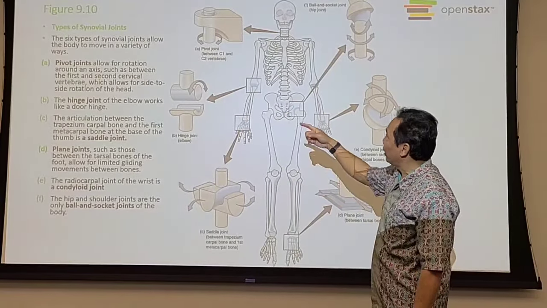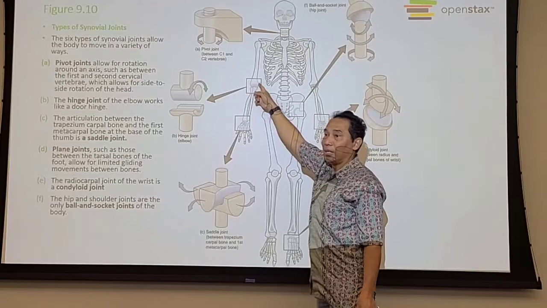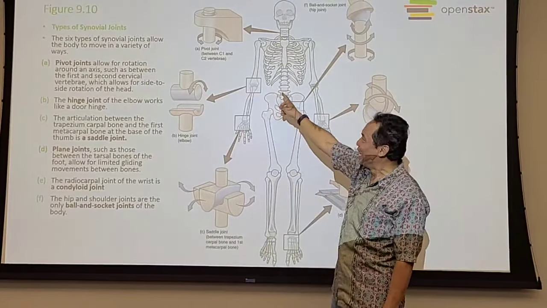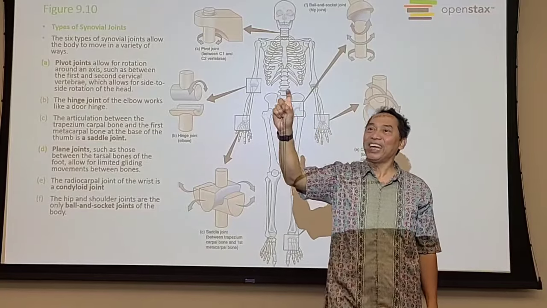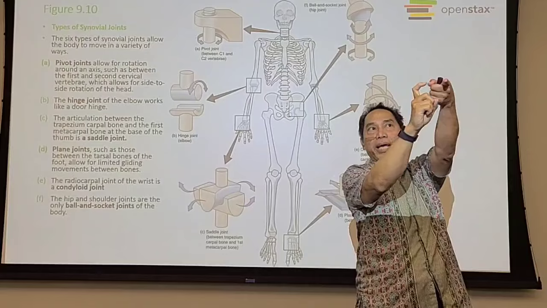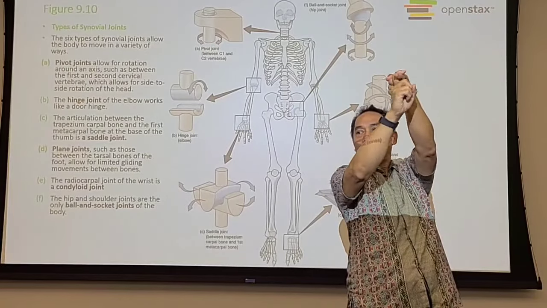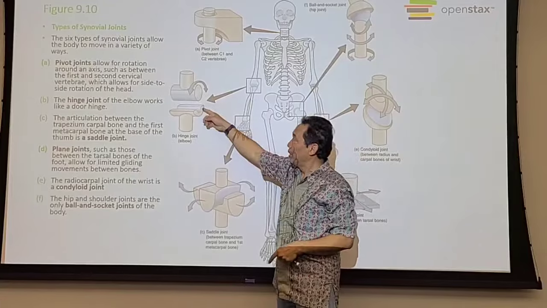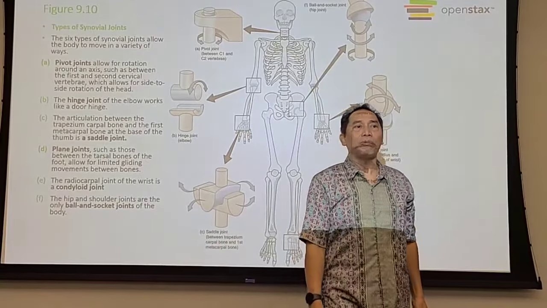Hinge. The second one is hinge. An example is here on our knee. What is that? Elbow, sorry, elbow. We have the hinge. It has a structure: one bone has a hook like this, and the other bone has the place for holding that hook. Right? That's called the hinge joint. And the hinge joint gives many types of movement.